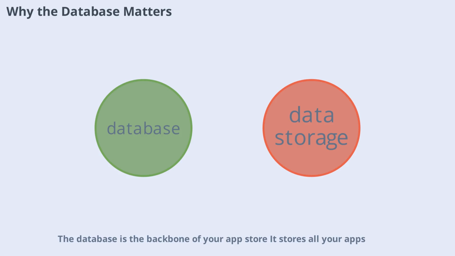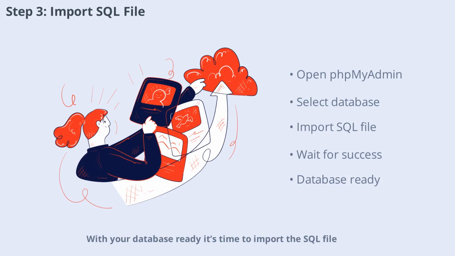Database is the backbone of your App Store. It stores all your apps, user submissions, and site settings. Without a properly configured database, your site won't be able to load or save any information. That's why connecting your site to the database in the config step is so important. Think of the database as the memory of your App Store, keeping everything organized and accessible for both you and your users. With your database ready, it's time to import the SQL file. This file sets up the tables and starter data your App Store needs.